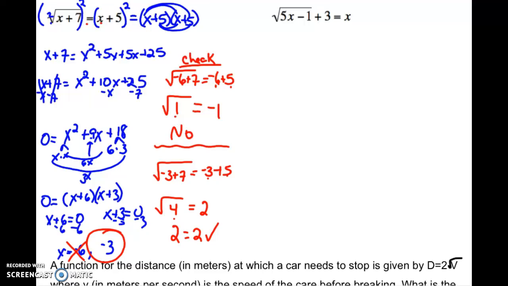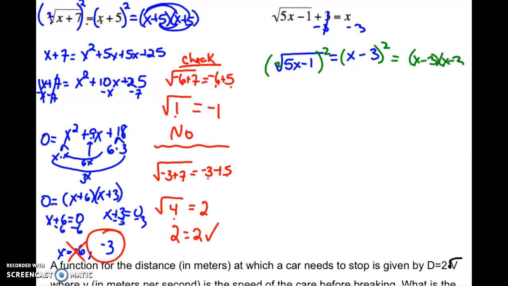You gotta love it. All right, this next problem now has a square root, but the square root is not isolated. So we have to move this 3 over to the other side. So we have the square root of 5x minus 1 equals x minus 3. To get rid of the square root, we're going to square both sides. And remember, when we square that, that means x minus 3 times x minus 3.